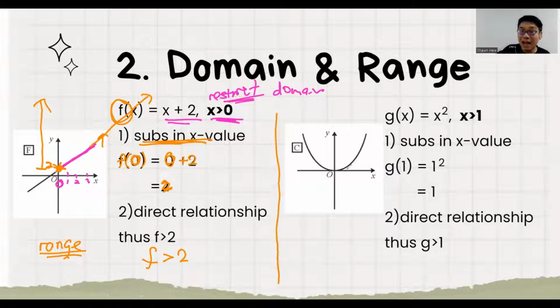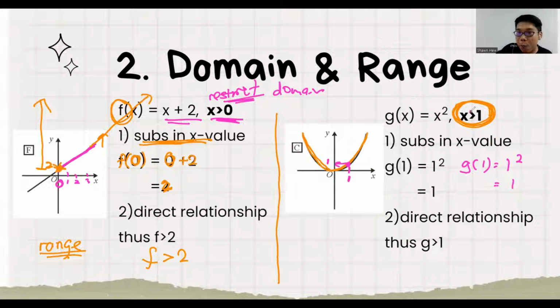We see another example. They say x squared is this U-shaped graph. So they say they want x more than 1, a restricted domain. So first step, we need to sub in x equals 1 into this equation. So g(1) equals 1 squared. So my answer is 1, which means when x is 1, my y value is 1 also.